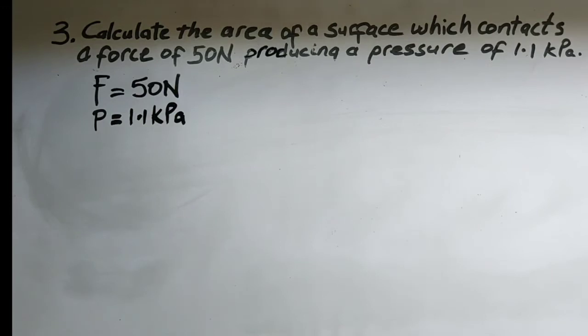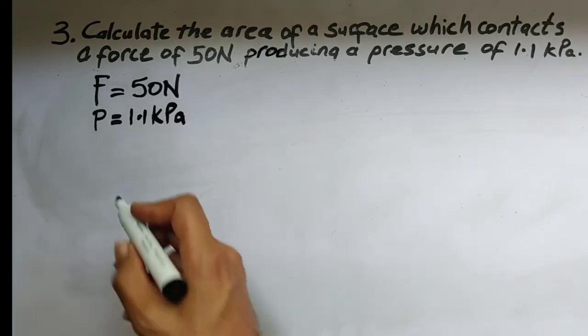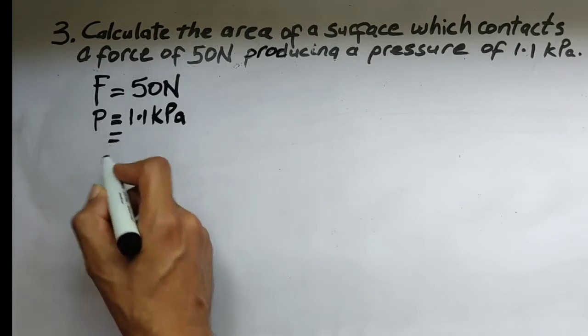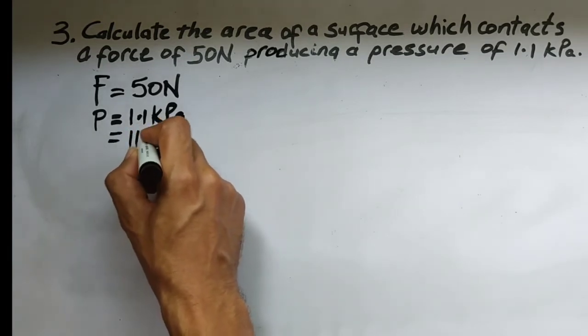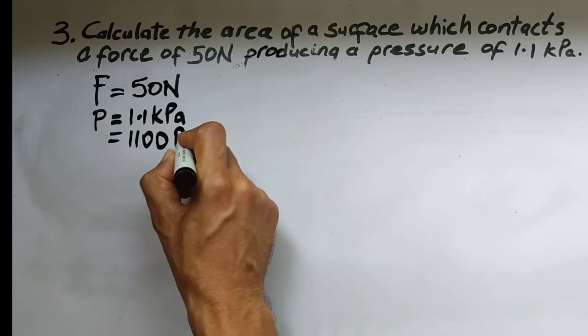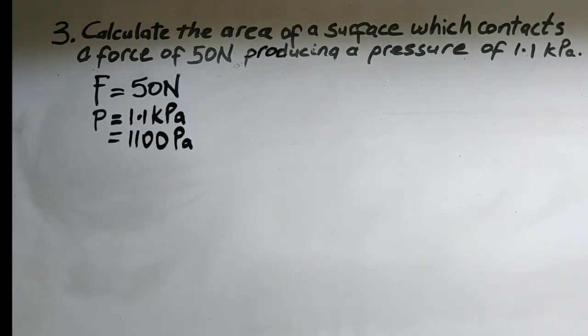Kilopascal is not the SI unit. The SI unit is pascals, so we will convert that 1.1 kilopascals to pascals. Since kilo means 1000, simply multiplying 1.1 by 1000 will give us the pressure in pascal. So that should work to 1100 pascals.